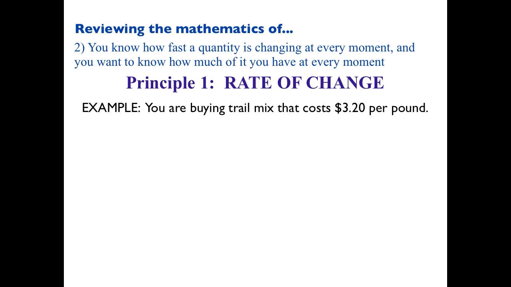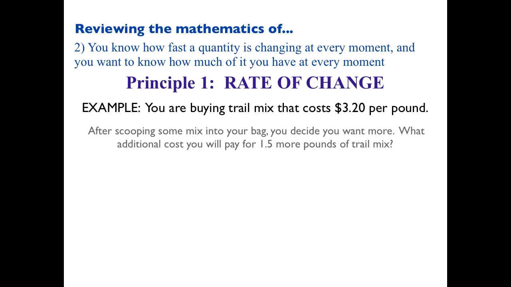All right, so let's do a little easy example here. You're buying trail mix that costs $3.20 per pound. After scooping some mix into your bag, you decide you want more. Because that's what we're like in America. We want more, right? What additional cost will you pay for 1.5 more pounds of trail mix? Everybody figure it out any way you can, on your own. How much more will you pay when you put 1.5 more pounds in your bag?